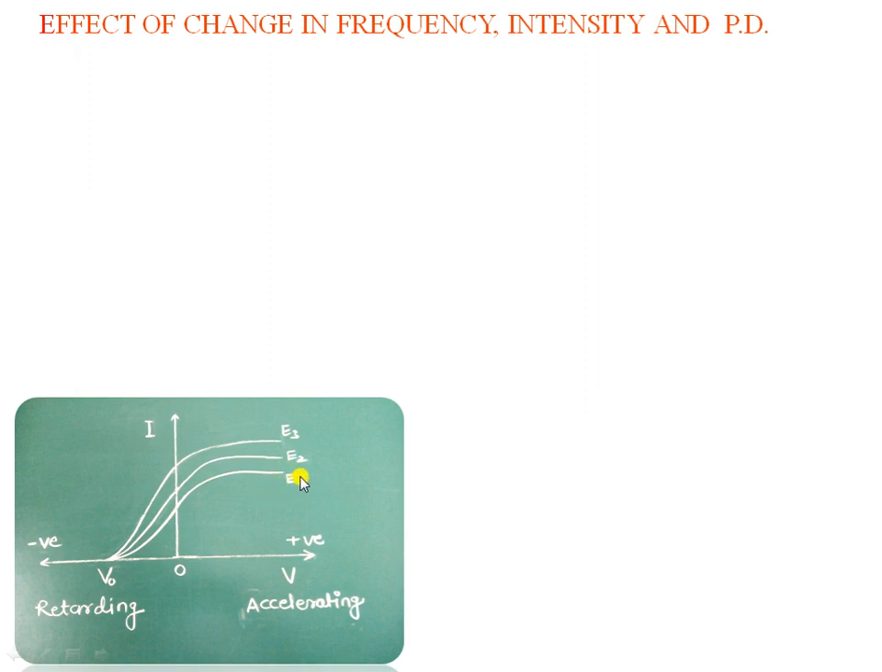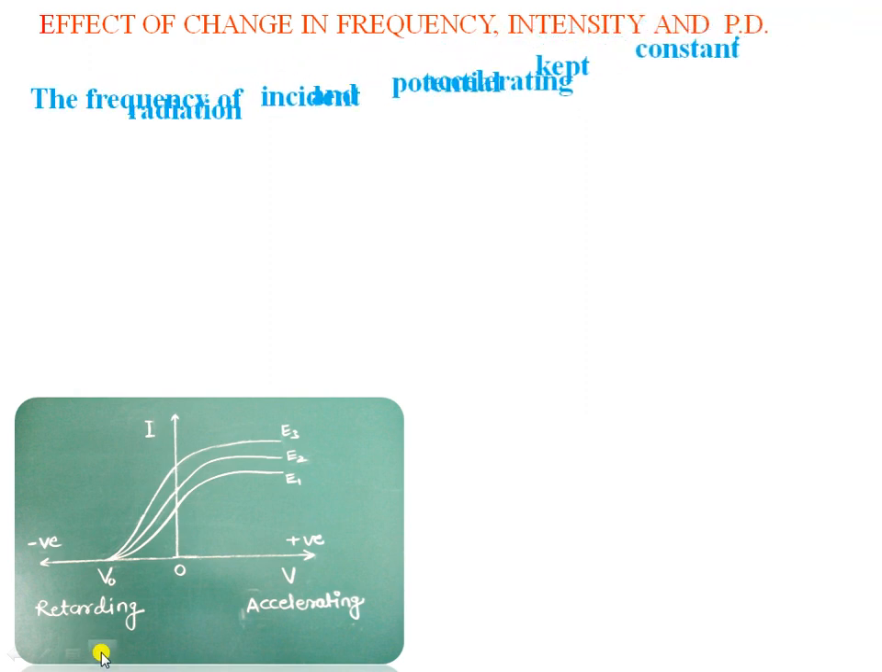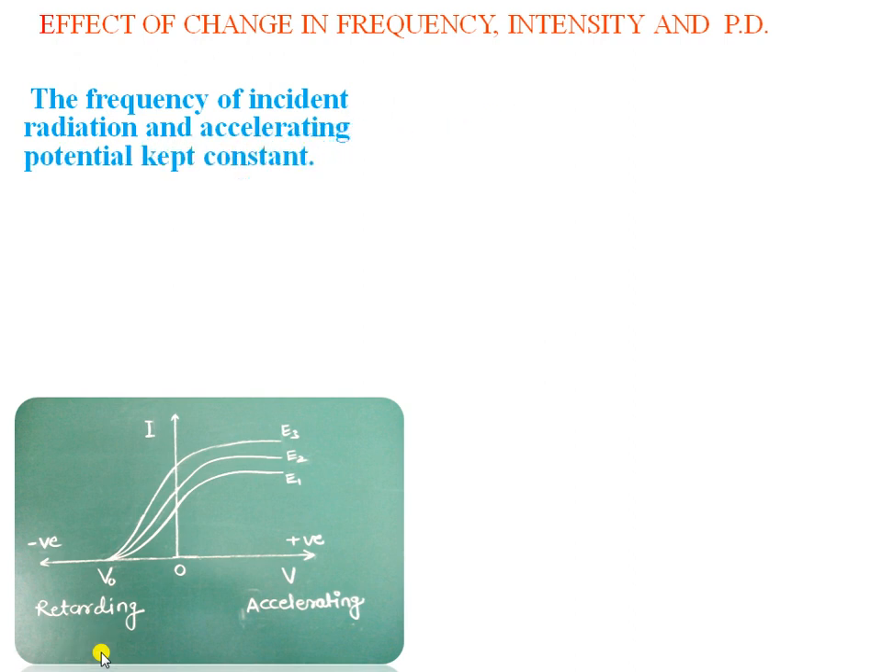If this intensity of light is replaced by another intensity E2, again the current increases, becomes maximum and remains constant, called saturation current, which is greater as compared to the first intensity. And finally, if we increase the intensity of light to E3, it is observed that the saturation current also increases, but there is no change in the retarding potential or negative potential.